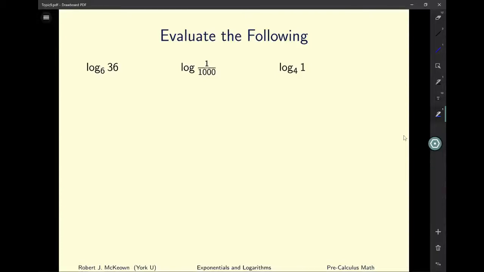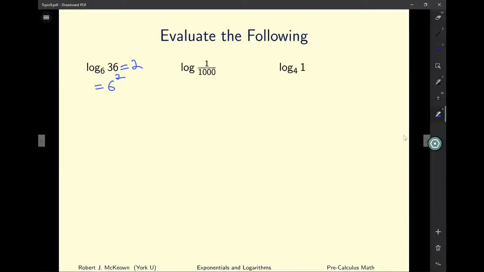Let's work through evaluating some log functions. I've got log base 6 of 36. 6 to what exponent is equal to 36? Well, that's 6 to the power of 2, and so this thing is going to be equal to 2.